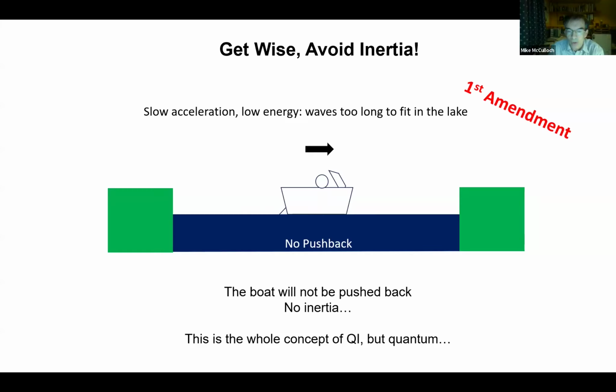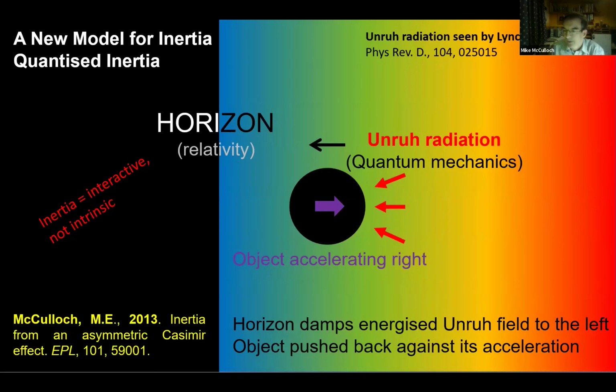So in terms of waves, this is a whole concept of quantized inertia. But instead of using water waves, we have to think about quantum waves, but it's essentially the same. So I'm considering, in this plot, an object, this black dot in the center, which is accelerating to the right. And according to quantum mechanics, it was discovered in 1976 by Fulling, Davies and Unruh that every time you accelerate, you see a thermal bath of hot radiation surrounding you. You see quantum waves surrounding you. And it's called Unruh radiation now.